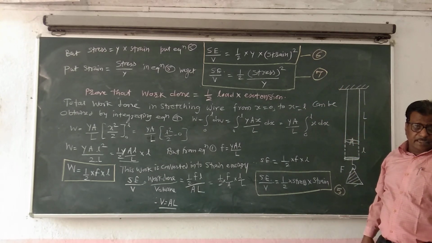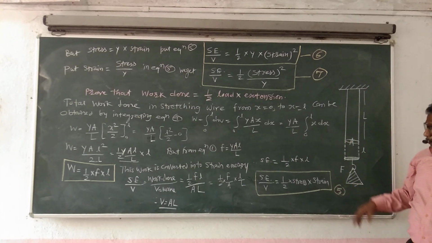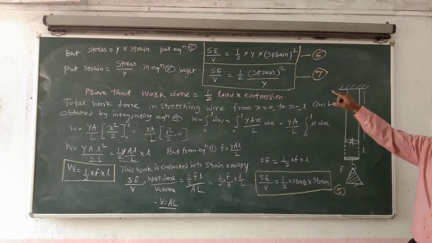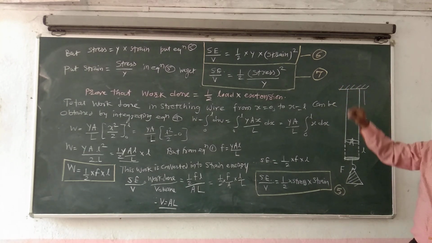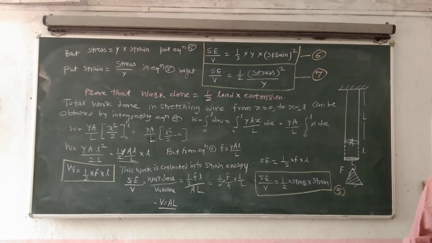So we got three equations, 5, 6, 7. These are the equations of strain energy per unit volume in different forms. So these are about the strain energy.